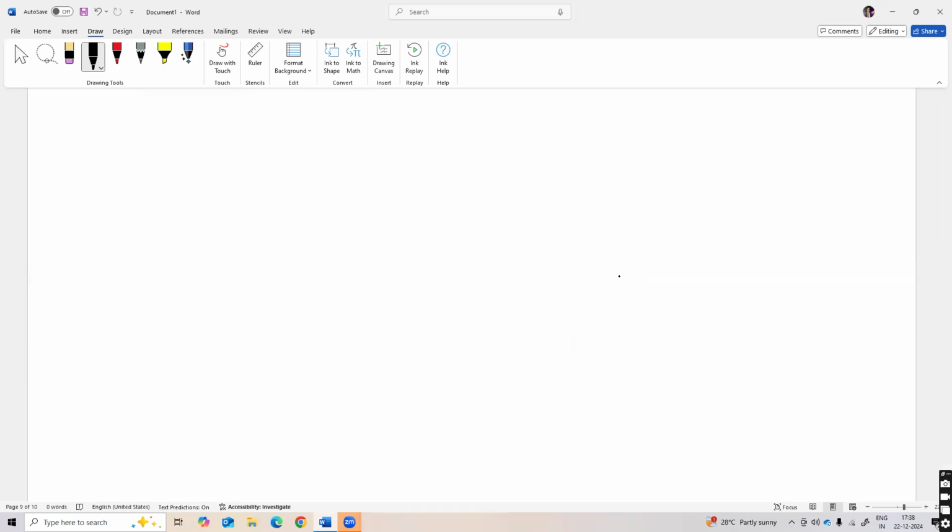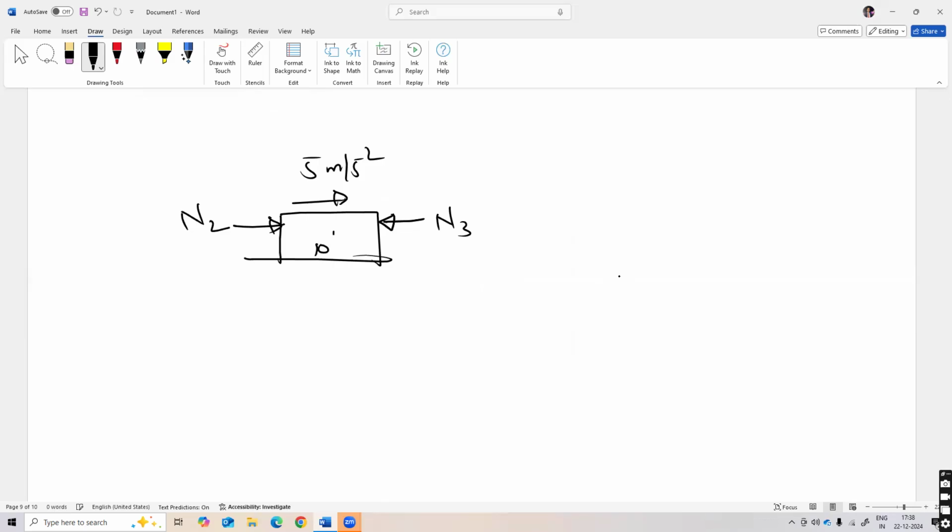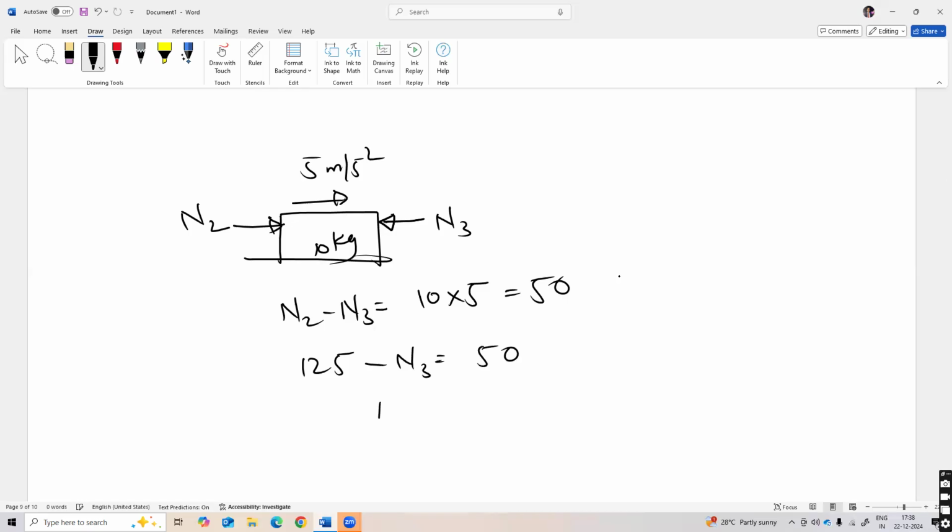Let's consider the third block. It is again a 10 kg block, also moving with acceleration of 5 meter per second square. There is a normal reaction coming from the right hand side, which is N3, and from the left hand side a normal reaction N2. The mass of this block is 10 kg. So N2 minus N3, that is net force, equal to Ma. M here is 10, A is 5, which is equal to 50, and N2 we found as 125. So 125 minus N3 is equal to 50, and therefore the normal reaction N3 is 75 Newton.